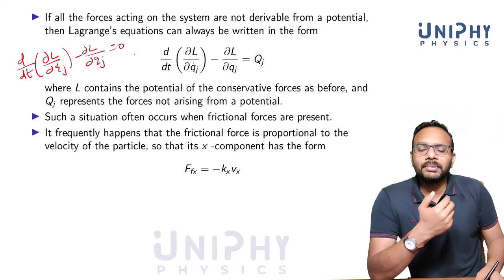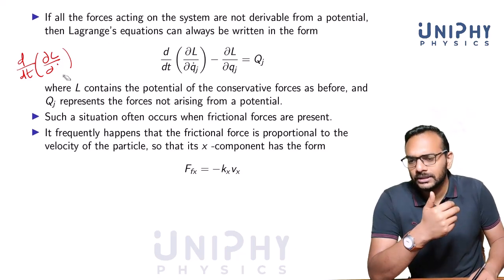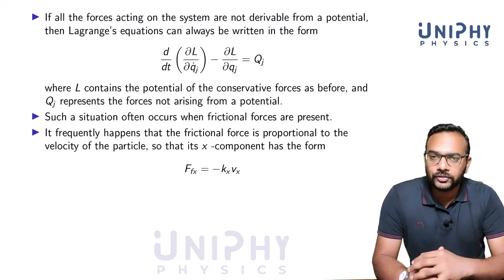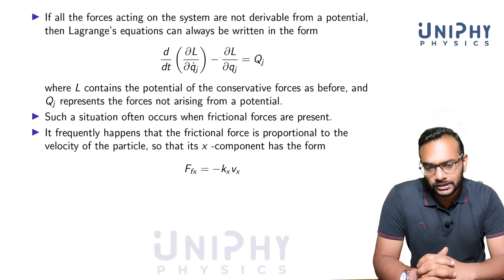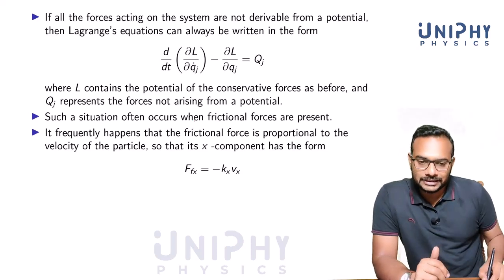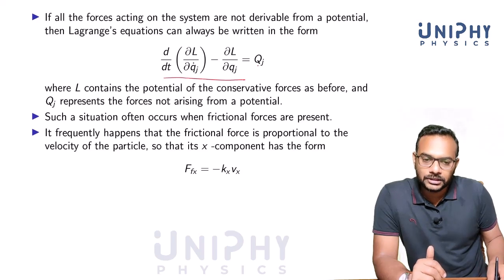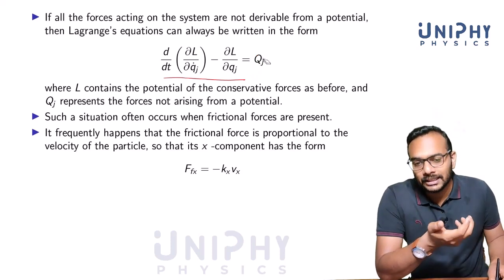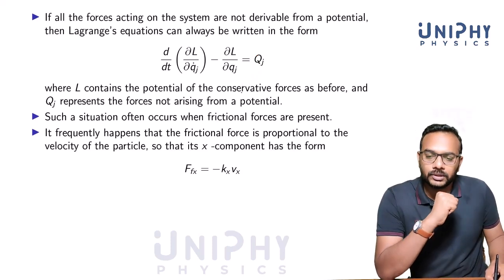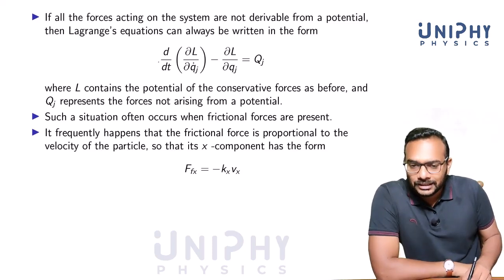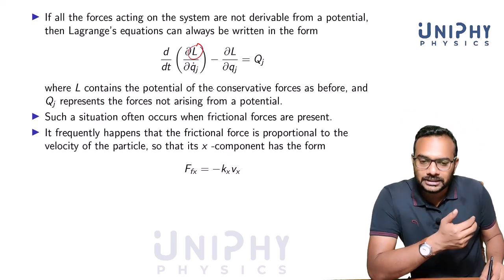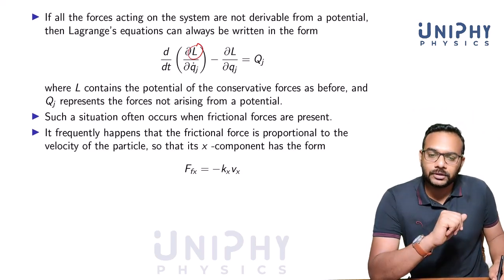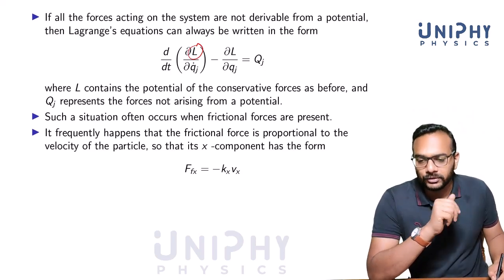Okay, so maybe there are some forces which can be derived from a potential. There are systems that we need to deal with, for which some of the forces can be derived from a potential and some of them cannot be. In that case, we can always write the Lagrange's equation in this form. Instead of 0, we'll have some generalized force components over here, which cannot be obtained from a potential. So L here, the Lagrangian, contains the potential of the conservative forces as before, and Qj represents the forces that do not arise from a potential.